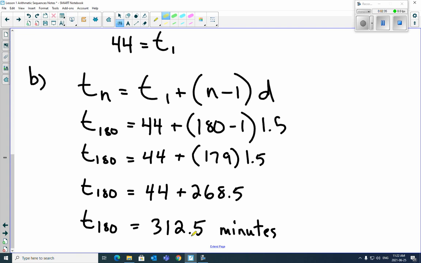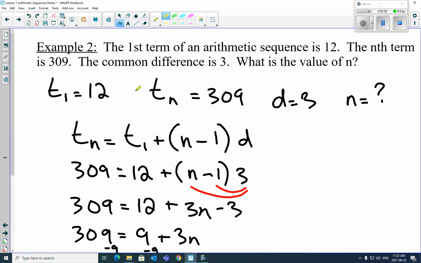Okay, example number 2. The first term of the arithmetic sequence is 12. The nth term is 309. The common difference is 3. What's the value of n? Again, I can ask you for any of these four in here. So a couple of things. T_1 is 12. Tn is 309. We don't know what n is, we don't know what the place is, but we know that that value is equal to 309. D is 3, and we're looking for n.